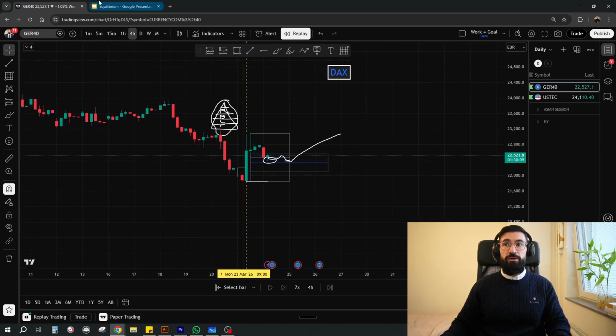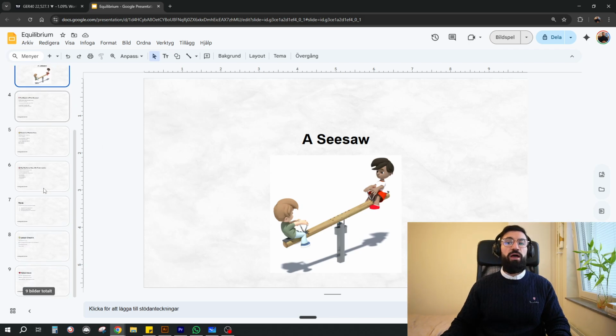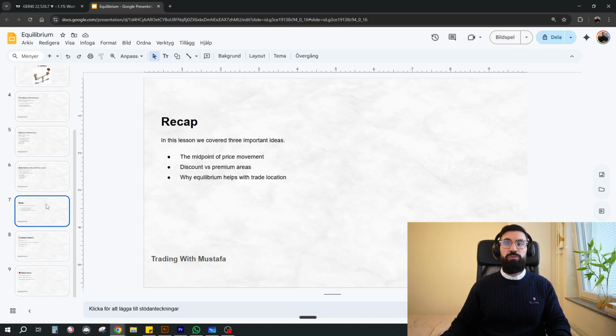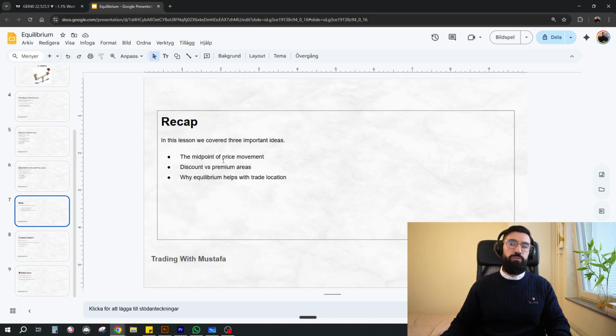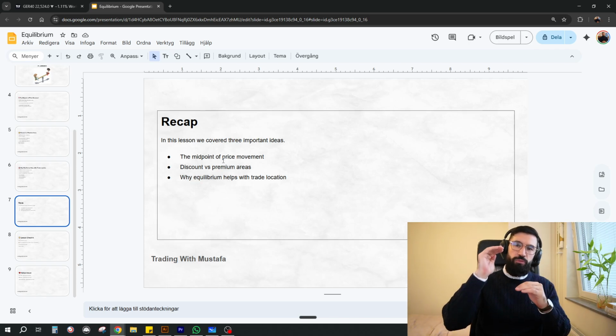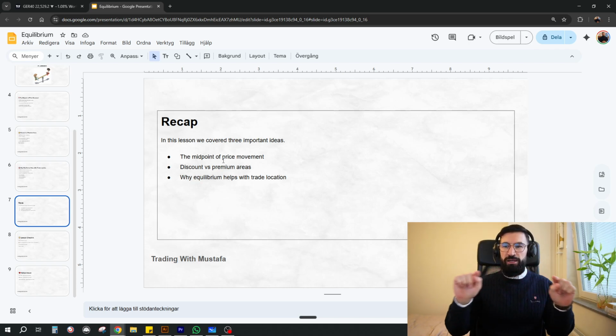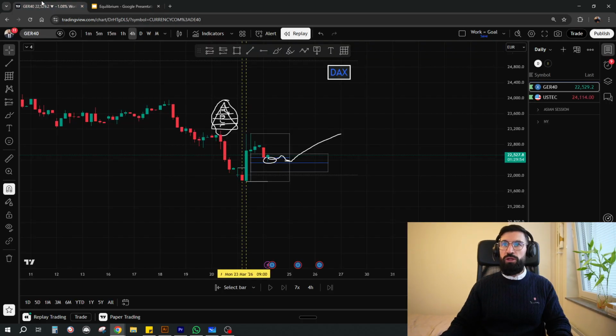All right, that is a short explanation of equilibrium. Let's do a short recap. I explained the midpoint of price movement. There is a premium and there's a discount, and there's a line, a 50% mark, the blue line that I marked out, this one, the 50% mark.